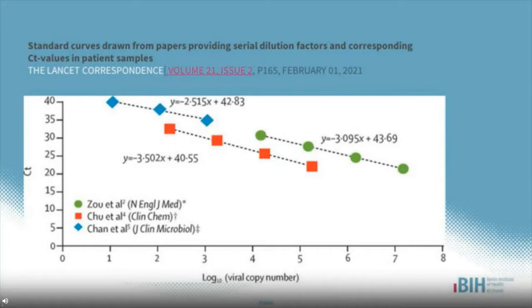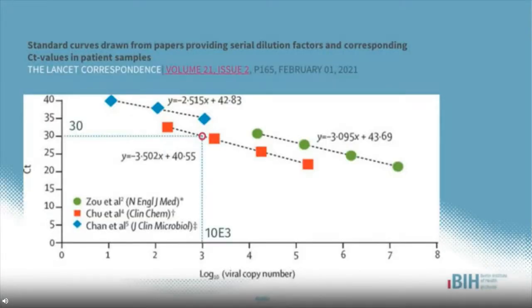A recent publication in the Lancet journal reported standard curves from papers providing serial dilution factors and corresponding CT values in patient samples. From this picture, it can be learned that the sequenced Twist SARS-CoV-2 controls containing 10 to the power of 3 copies would technically correspond to a CT value of 30 in patient samples. And this is highlighted with the broken blue line.